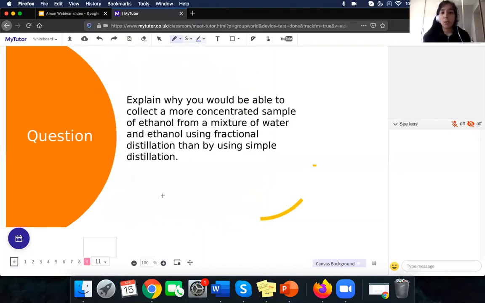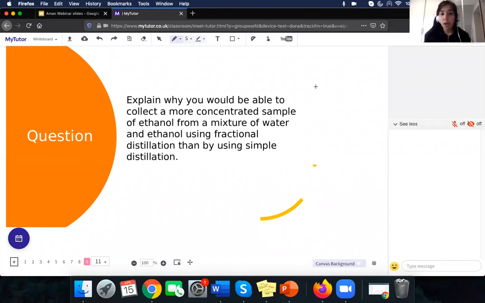Explain why you would be able to collect a more concentrated sample of ethanol from a mixture of water and ethanol using fractional distillation than by simple distillation. So we did look at this today. What's the reason? Does anyone remember why we use fractional distillation and not simple distillation? Yep, it's to get a purer sample, and that's simply because if we use simple distillation, we will get a mixture of water and ethanol, even though we want to separate the ethanol from the water. And that is because of the difference between boiling and evaporation.